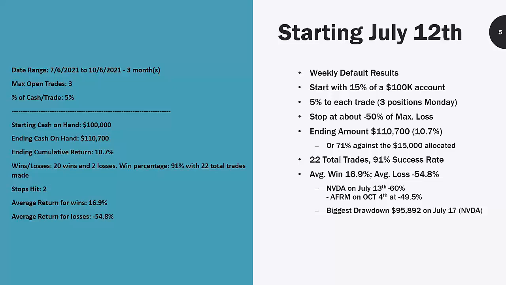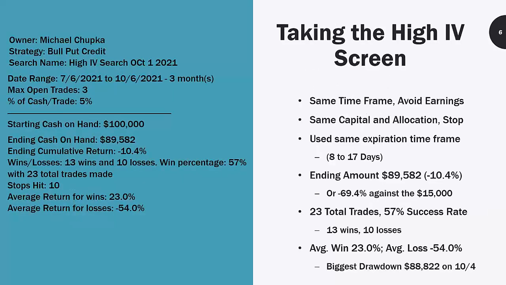So yeah, the account only went down to a value of $95,892 because of the loss on the $5,000 or so that was allocated to the NVIDIA position that took a loss the day after the trade. That was the lowest point.